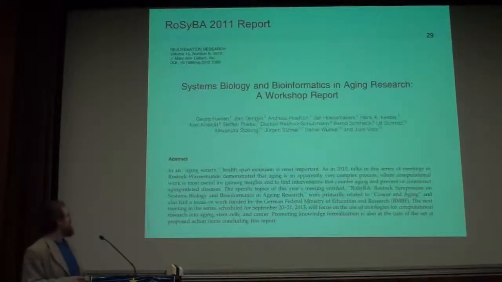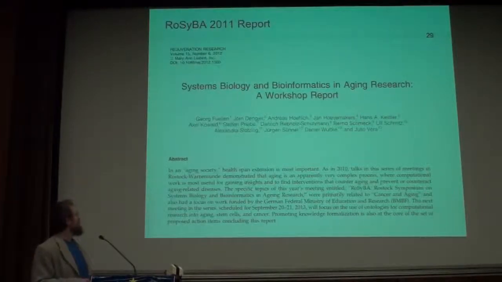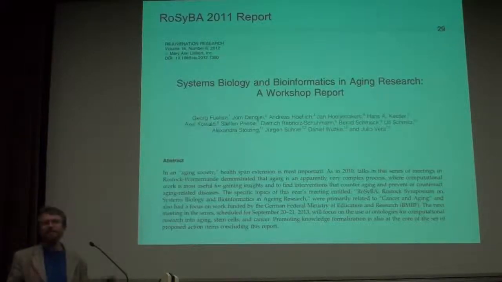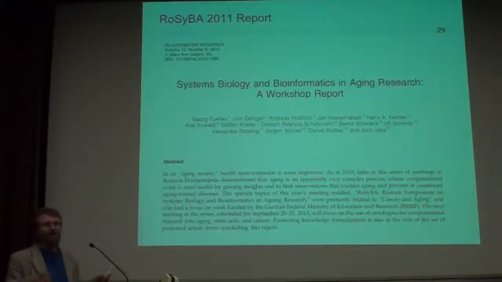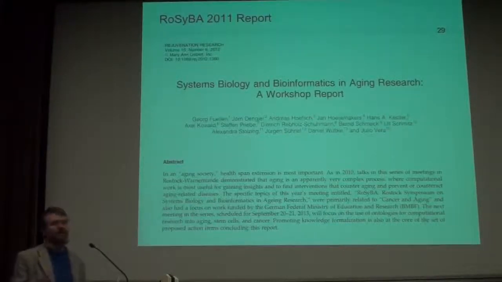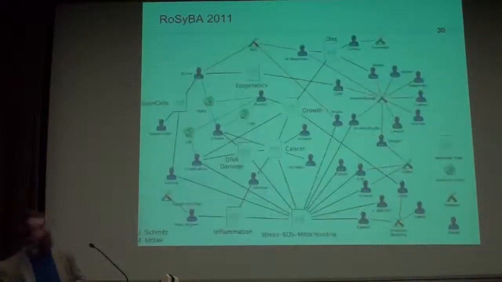And I've been running workshops for some time, especially 2 workshops on systems biology and bioinformatics in aging research. We published a report of the first workshop, and this is the one of the second workshop. And you see that quite a lot of people have worked on that. Writing this report was based on Google Docs, on a wiki-like approach, where we all together as a group formulated some recommendations for aging research. This is published in Rejuvenation Research, and you can refer to it.